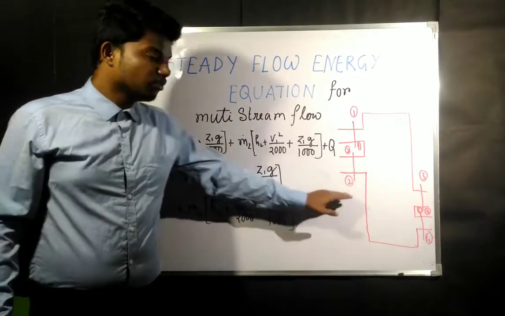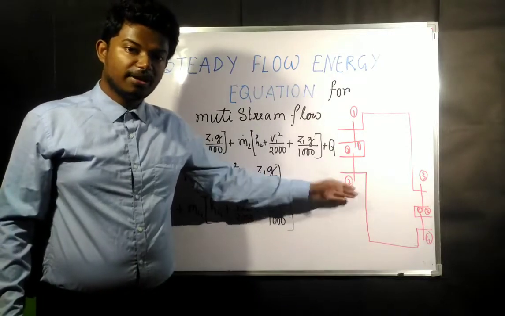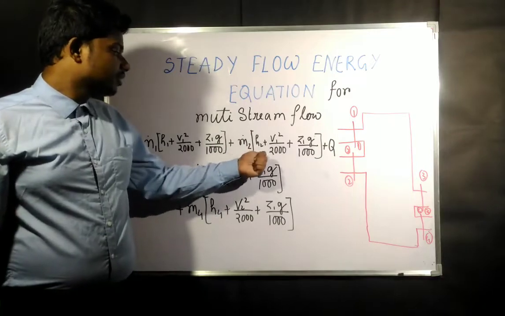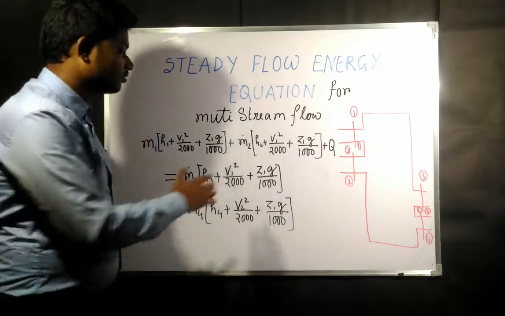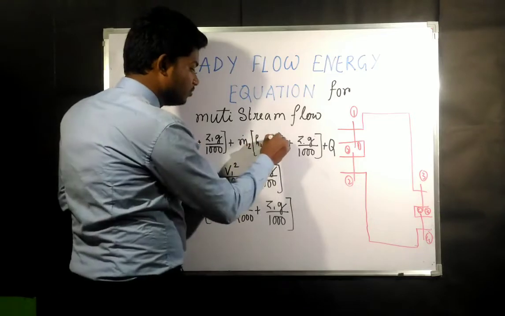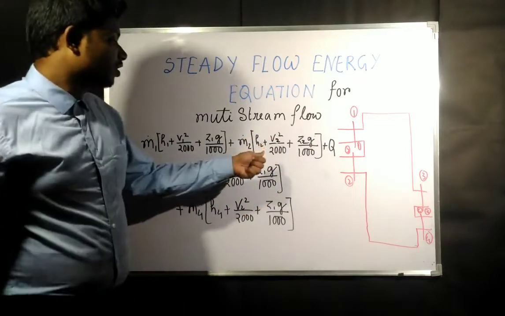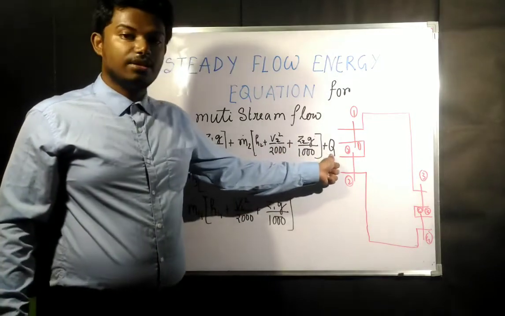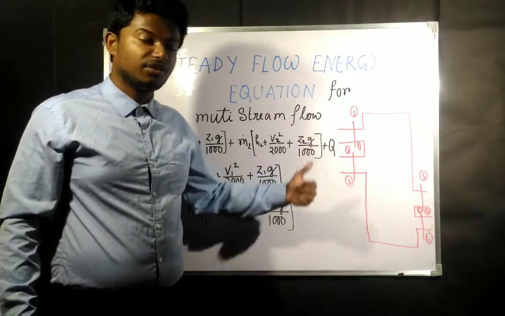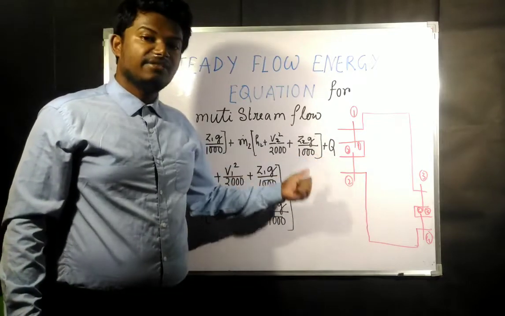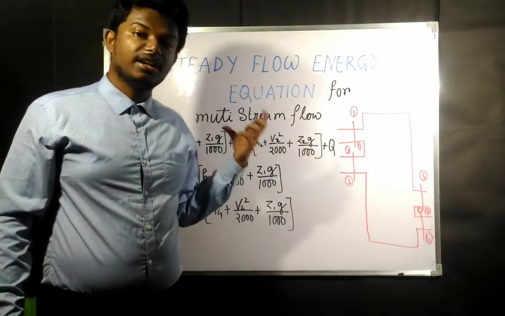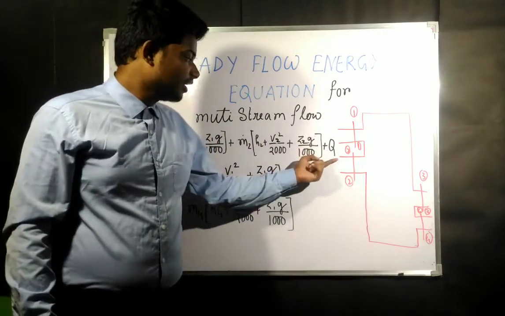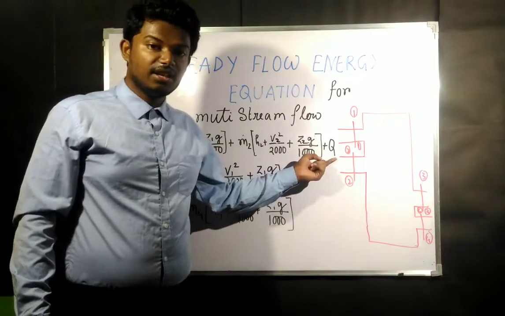For section 2, this is also going to be inlet properties, so this will also come on the left hand side of the equal sign. So m2 dot into h2 plus v2 square by 2000 plus z2 g by 1000. Okay, and whichever heat transfer will be there, we will write it on the left hand side. Like the previous case, we have written down the inlet properties plus the heat transfer. Similarly, here also we will write the heat transfer on the left hand side.